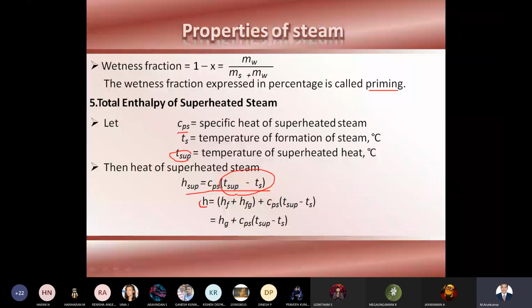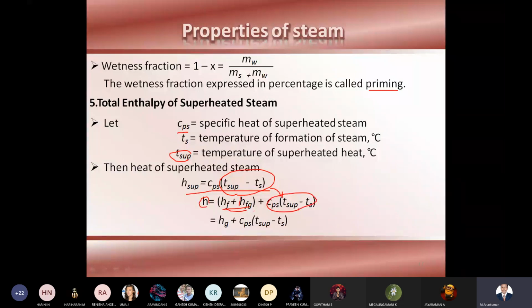If you want to find the total enthalpy, we have the saturation h plus this superheated h. So this can be substituted in this. Normally we know h is equal to hf plus x into hfg. But in the case of superheated steam, we don't have x, as you know very well. Then if you want the superheated h, we have to add this also.